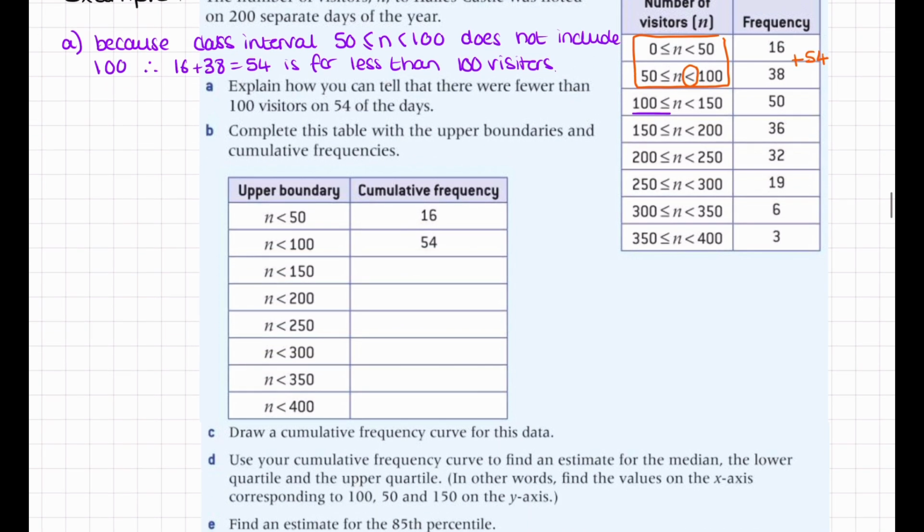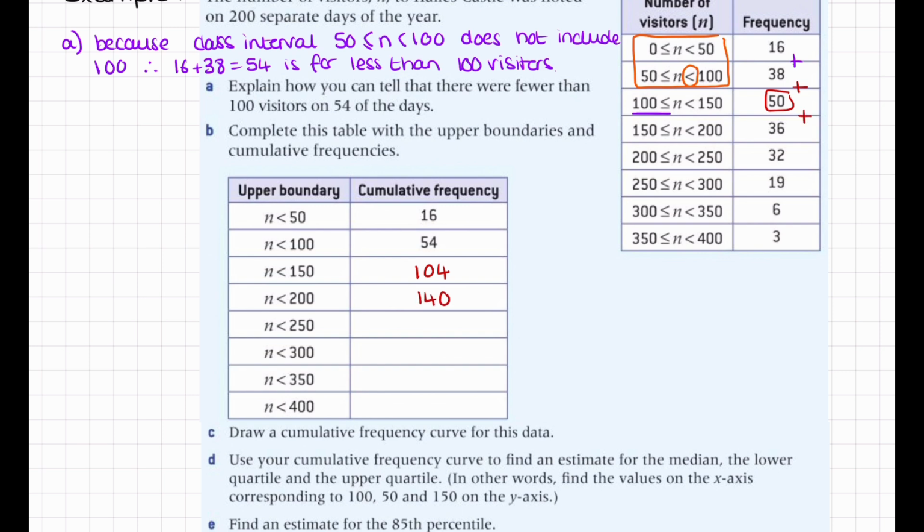For cumulative frequency, all we do is add the number before it. So 16 was first, we added the 38. If we look at the table, here we added the 38 to get 54. Now we're going to add 50 on, so 54 plus 50, because that's our next number, would give us 104. Then we're going to add 36 to that, which gives us 140.